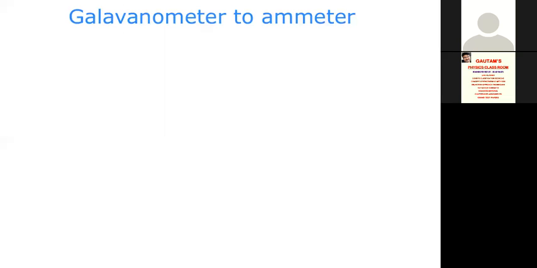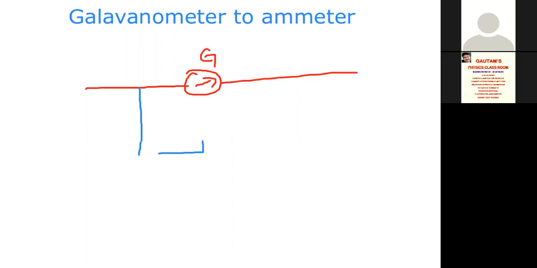Galvanometer to ammeter. Here, galvanometer means an instrument to measure current. A very small current measuring instrument is called a galvanometer. And if you connect a small resistance in parallel to the galvanometer, the small resistance I am calling S.